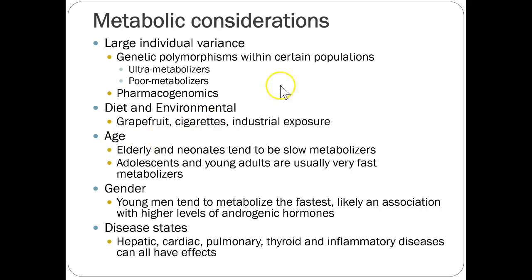As far as age goes, elderly and neonates are slower metabolizers, adolescents and young adults are fast, and then you kind of taper off throughout your adulthood as you approach your elderly years. Young men tend to metabolize the fastest, likely associated with androgenic hormones, for an unknown reason. And disease states, hepatic, cardiac, pulmonary, thyroid, inflammatory disease can all alter metabolism. Not enough usually that we dose adjust, but it is something to consider.